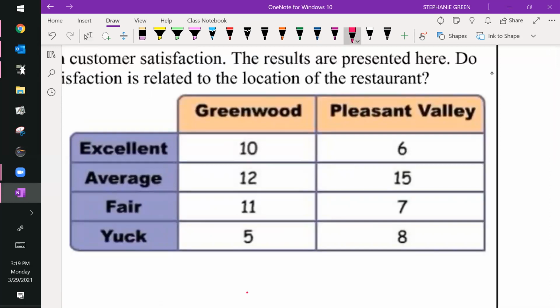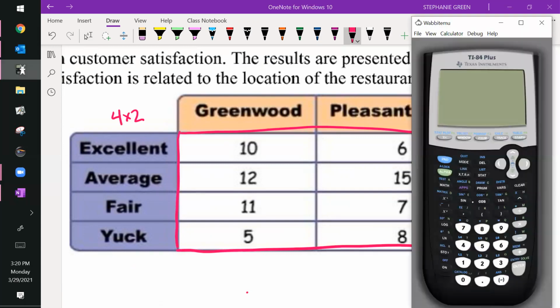Look at this one. There is no total row or total column this time. So I have exactly 4 rows, excellent, average, fair, and yuck. And I have 2 columns. So this is a 4 by 2 matrix. I'll go ahead and stick that in here, and turn it on. Matrix, over to edit. 4 by 2. My first cell is 10.